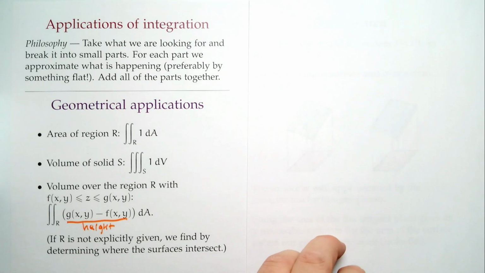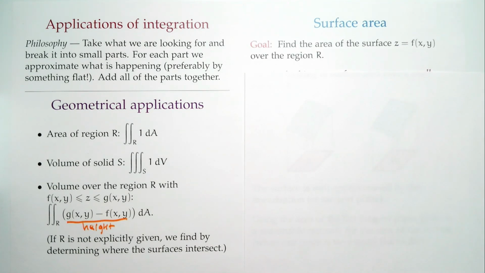Well, we want to do an application that's maybe not so obvious how to start, which is surface area. All right, so we have this surface, z equals f of xy, and we're over some region R, and the question is, how much area is there in that surface?